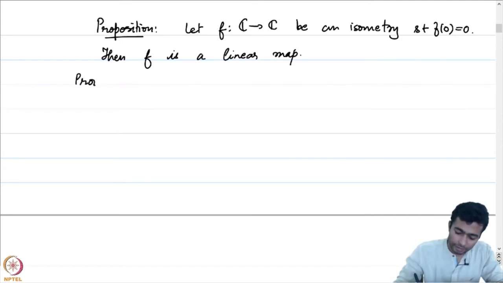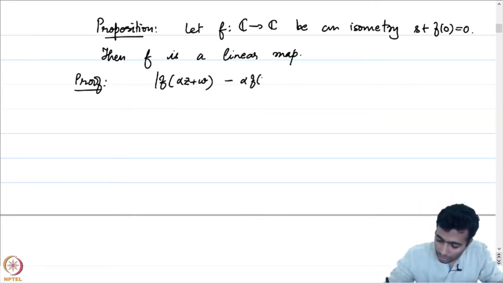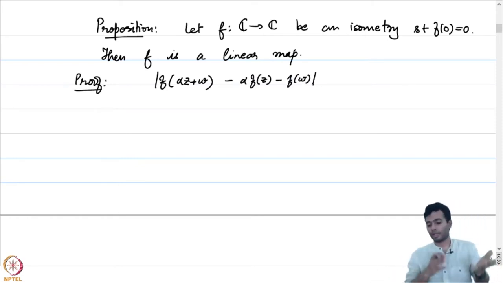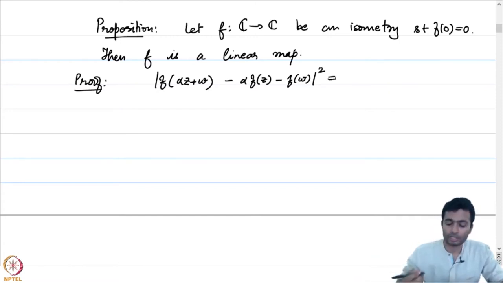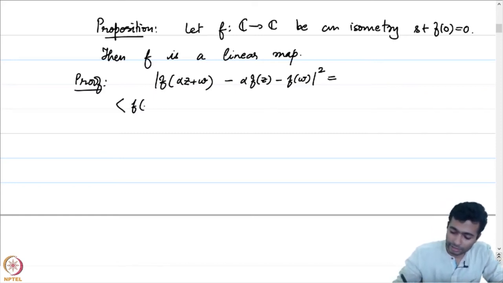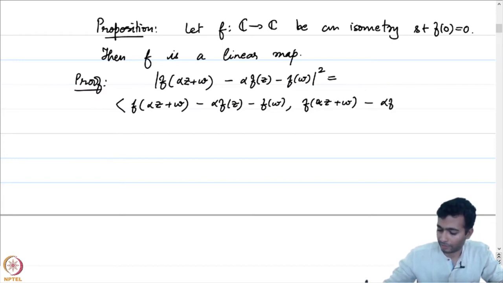To check that it is linear, we have to just see what happens to f of alpha z plus w. We just have to check that this is equal to alpha times f of z plus f of w. So let's look at f of alpha z plus w minus alpha times f of z minus f of w, and let's see how this behaves. Again we will use the same tricks as in the previous case. The square of this can be written as the inner product of that element with itself.